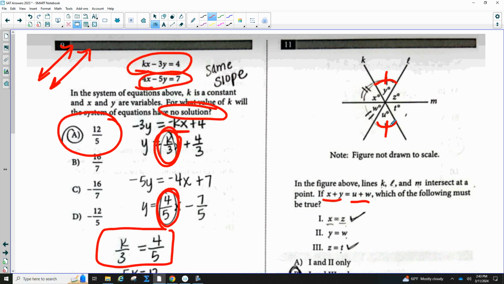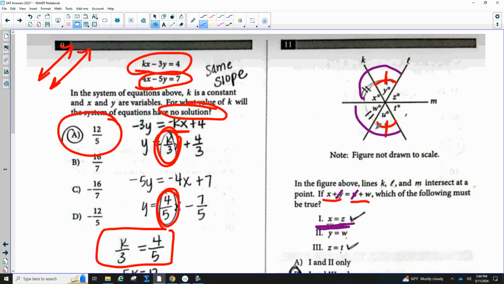Then they tell us that x plus y is equal to u plus w, which means what has to be equal when they tell us that? Well, it means that x and w have to be equal. Because if I take these out, these are equal to each other by vertical angles. They're samesies, okay, y and u. I could cross them off. That means that x has to equal w as well, all right? So now I can see what is true, okay? X equals z.